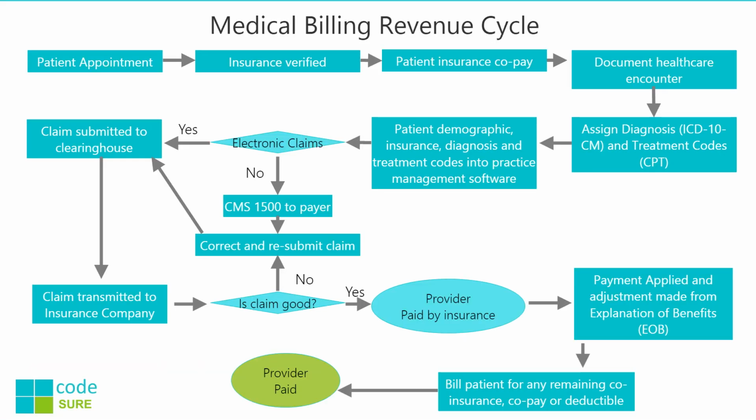Here's a flowchart of the medical billing revenue cycle. It's basically what we reviewed in the last slide, but it does show you where boondoggles can occur and what you do, back and forth. As you see in the electronic claims, they may be denied, or there may not be an electronic claim. That's when you use the CMS 1500, or when you correct and resubmit a claim. Is the claim valid? If it's not, then you back up and resubmit and review.